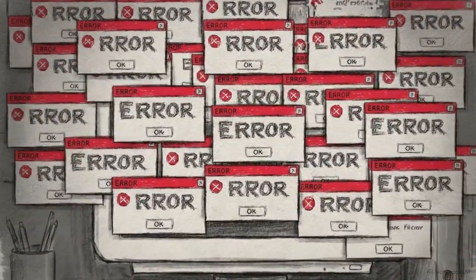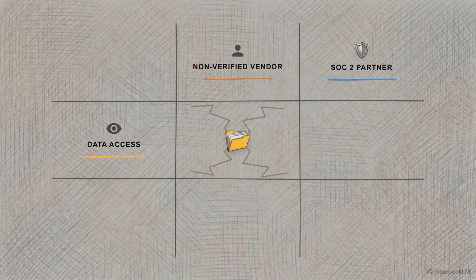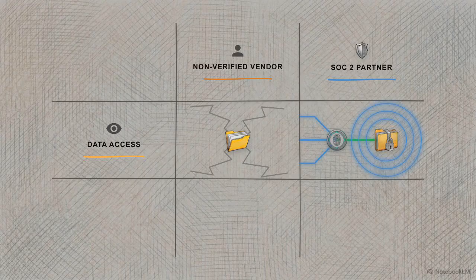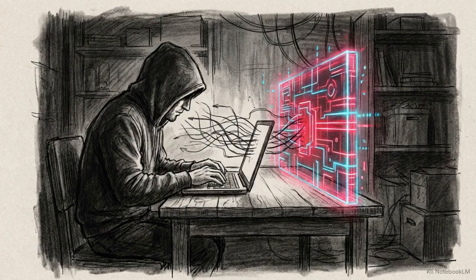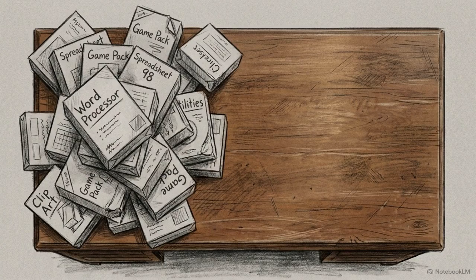of your business. Let's build a matrix: non-verified vendor versus SOC 2 partner. First, data access. Non-verified vendors use open pathways, allowing unmonitored access to financial files. A SOC 2 partner requires gated, monitored pathways with multi-factor authentication checkpoints. By enforcing these rigid protocols, the vendor reduces the risk of unauthorized access, whether that's from an external hacker or an internal employee. Demanding this level of security narrows your options.